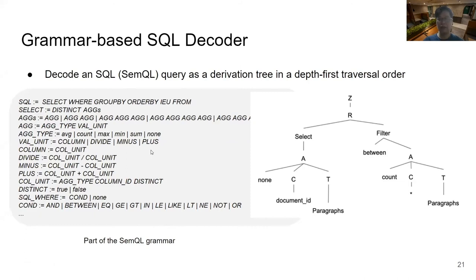You can see part of a SemQL grammar and the derivation tree for a SemQL query. The grammar-based decoder exploits an LSTM to model the generation process of a query via sequential applications of actions. Here, each action chooses a production rule to apply to the current derivation tree of a query.